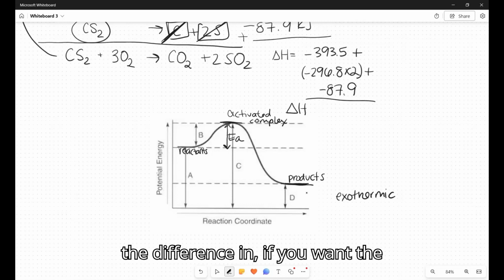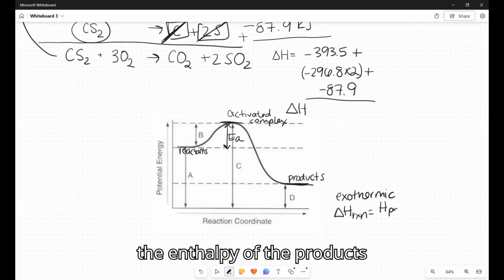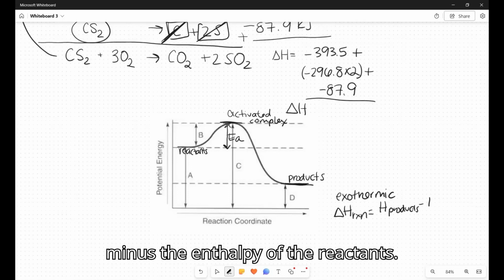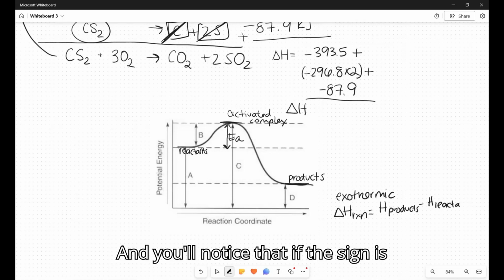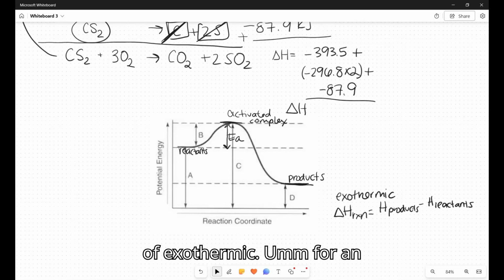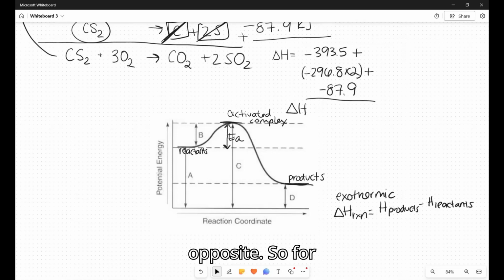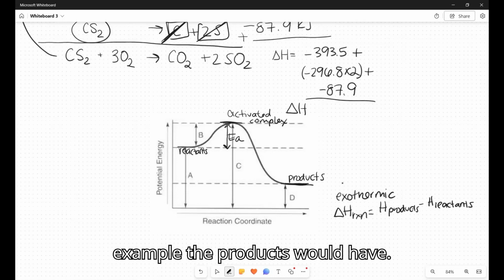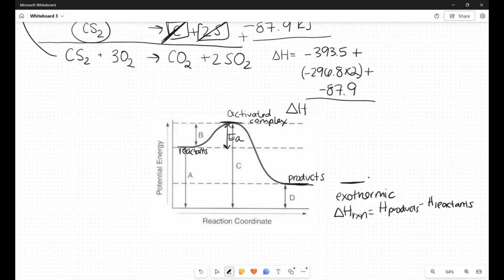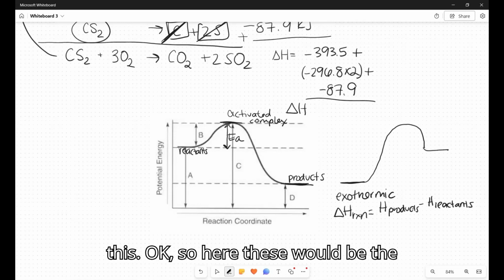Okay, and if you want the enthalpy of the reaction, you would do the enthalpy of the products minus the enthalpy of the reactants. And you'll notice that if the sign is negative for this, that means that heat was released. So that is also indicative of exothermic. For an endothermic reaction, it would be the opposite. So, for example, the products would have higher energy than the reactants. So it would look kind of like the reverse of this.